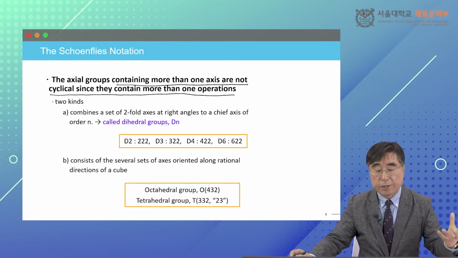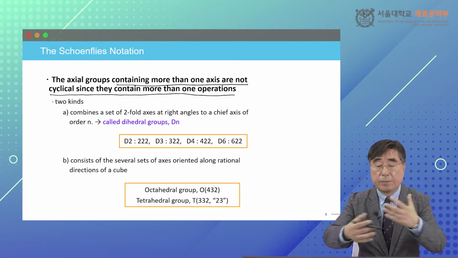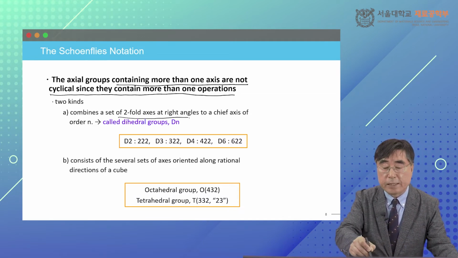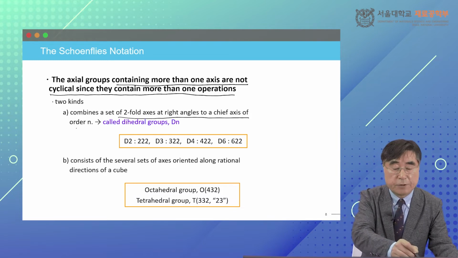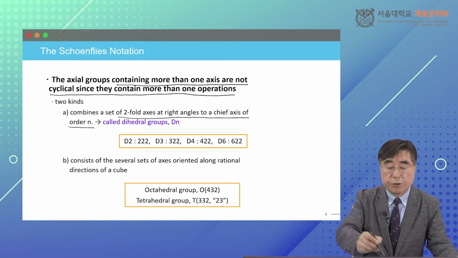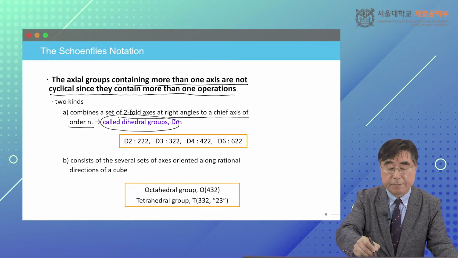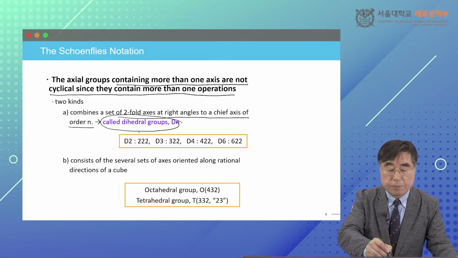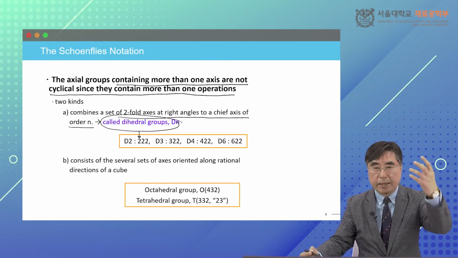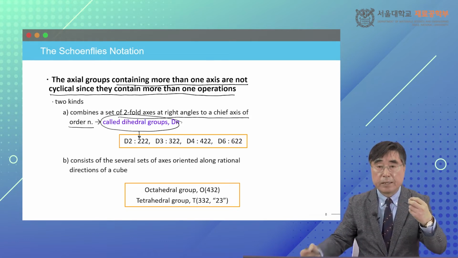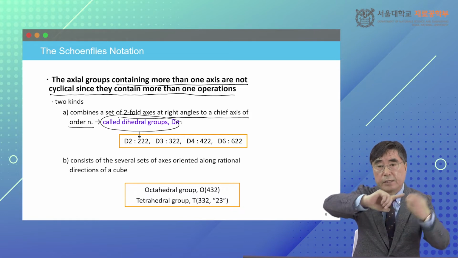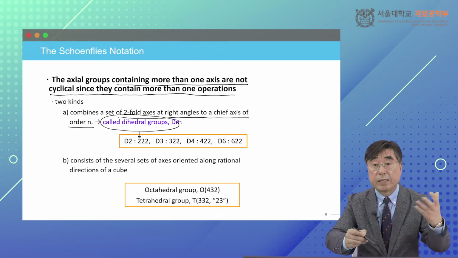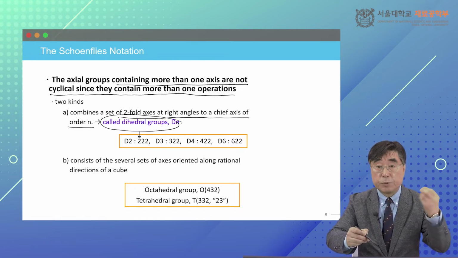And there are two different kinds. This is basically a multi-rotation system: a combination of a set of two-fold axes at right angles to a chief axis of order n, which we call dihedral groups, Dn. So what it means is, for D2, the principal axis, which is the vertical axis, is twofold, and there are two-fold axes perpendicular to this principal axis. Then this is what he calls the dihedral group of twofold.